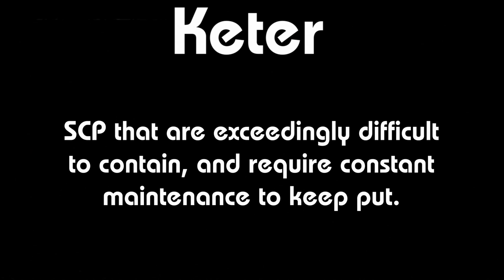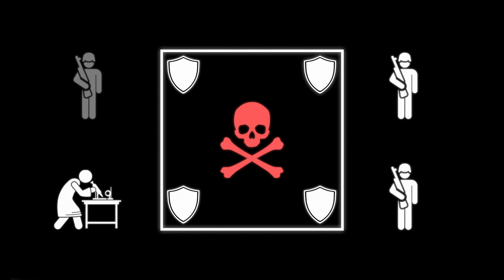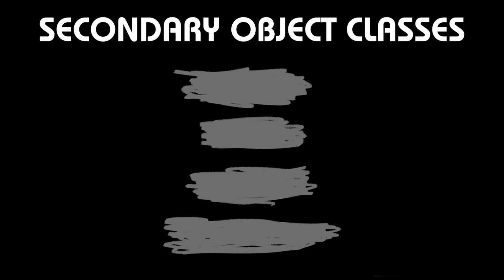Keter involves SCP that are exceedingly difficult to contain and require constant maintenance to keep put. So, you put the SCP in a box, and then you have tons of security measures to ensure that it will stay put and not escape. And the methods and techniques in which you do so all depend on the anomaly you are dealing with. Now there are 4 official secondary classes.